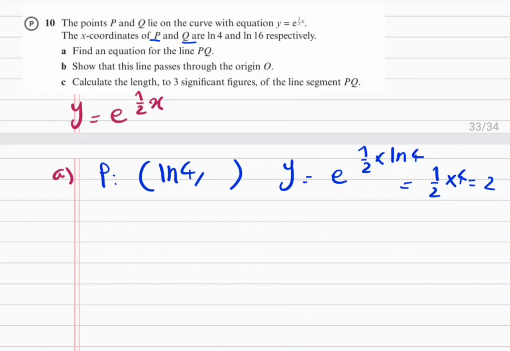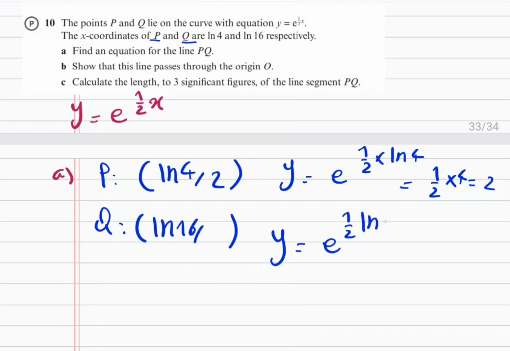Anyway, for the next point, which is Q, the x coordinate is ln 16 and we don't know the y coordinate yet, so we just substitute into y equals e to the power of half times ln 16. In this case, the answer is equal to 4. So now these are the coordinates, and now that we have them, we need to find the gradient first.